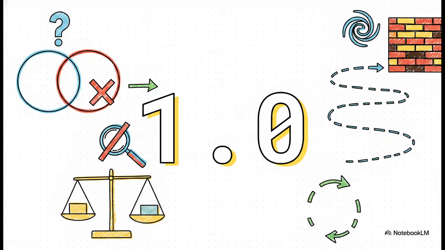Let's put this into perspective with some benchmark numbers. A likelihood ratio of exactly 1.0 signifies that the test provides absolutely zero clinical information. Literally nothing. It leaves the post-test probability completely identical to the pre-test probability.